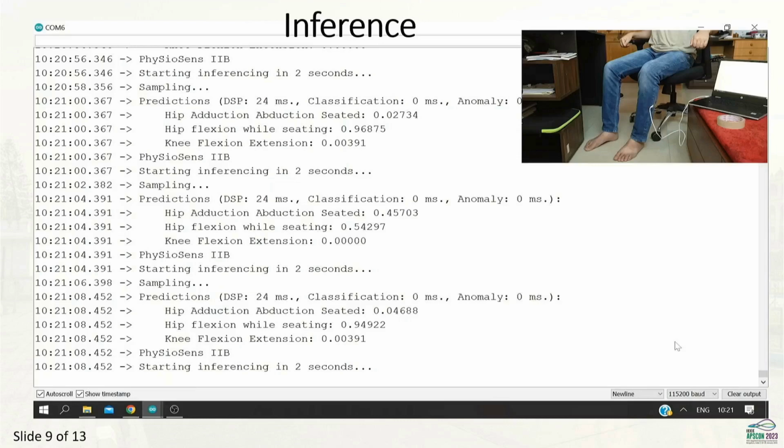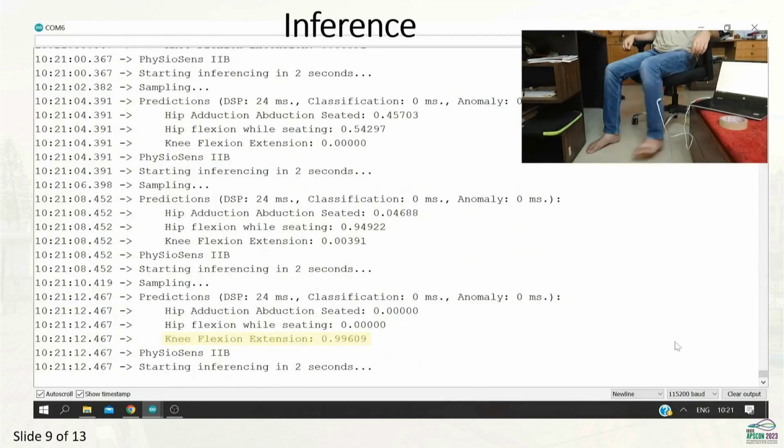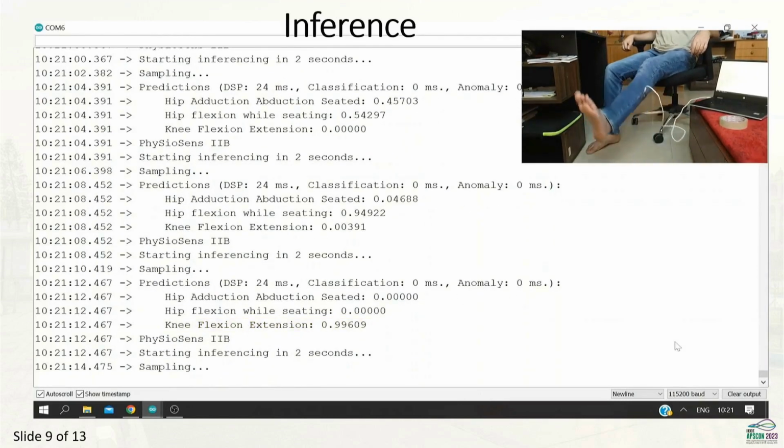Then the model has been deployed on our board, and the inference is the procedure of seeing whether the model works on our live, unseen data. The exercises are done, and the probability of which exercise is done by the patient is seen here.